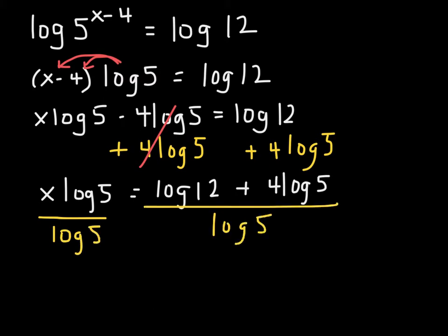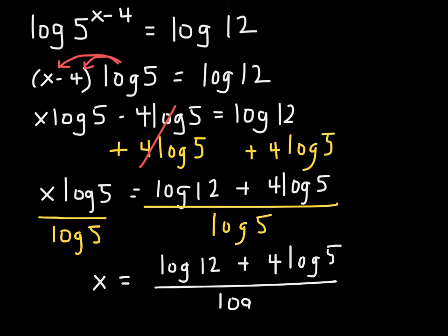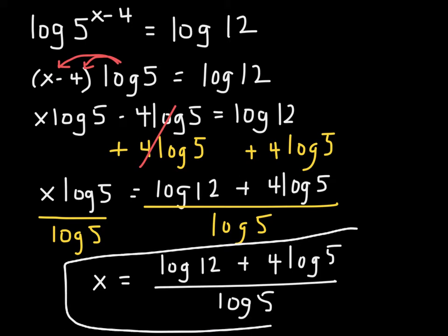So your final answer, and this is an exact answer, x is exactly equal to log of 12 plus 4 times log of 5, and then all of that divided by log of 5. Hey, don't make the mistake of trying to divide out these log 5s. You cannot do that because you have a sum of terms in the numerator. So this is your final exact answer.